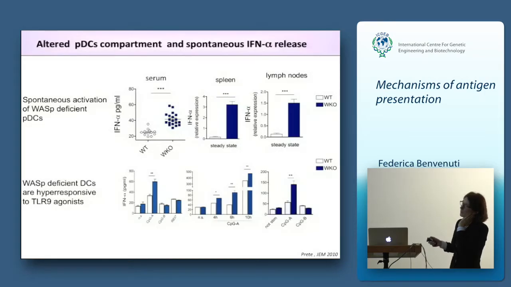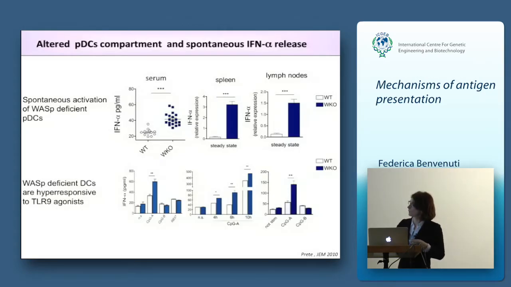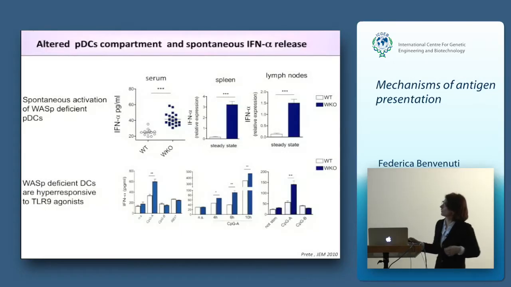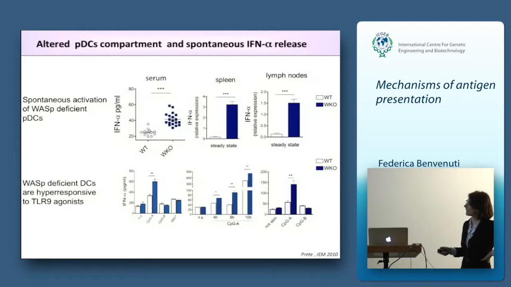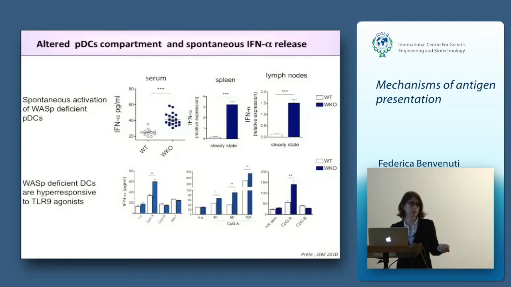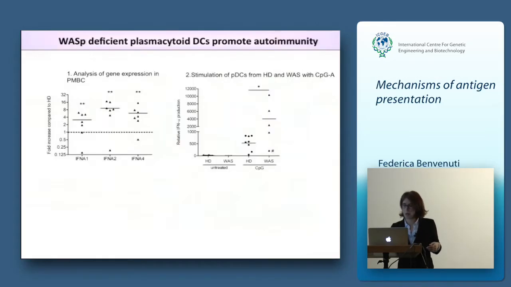in sera of the mouse model of the disease, we have an elevated level of circulating type 1 interferon at steady state, and when you isolate cells and perform real-time PCR, we do find spontaneous activation of type 1 interferon genes in the knockout, but not in the wild type. And when we isolate the cells and stimulate with various agonists of TLRs, we again observe this tendency towards hyperreactivity in WASP-deficient cells.